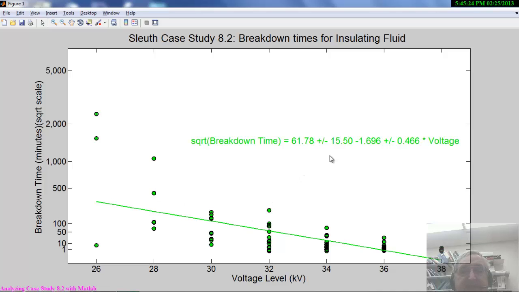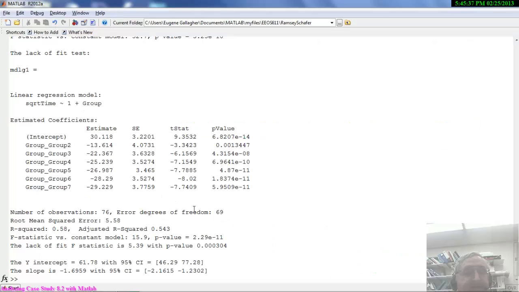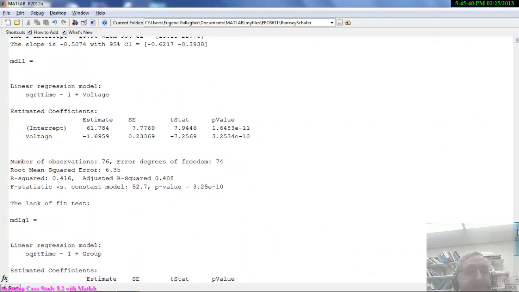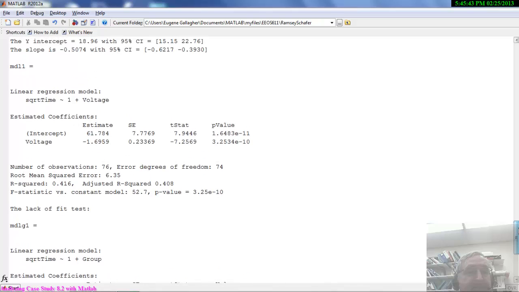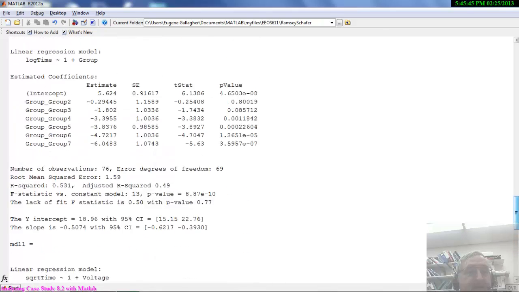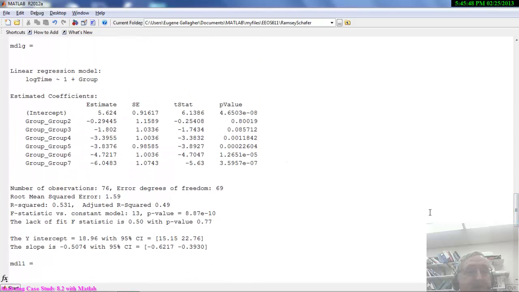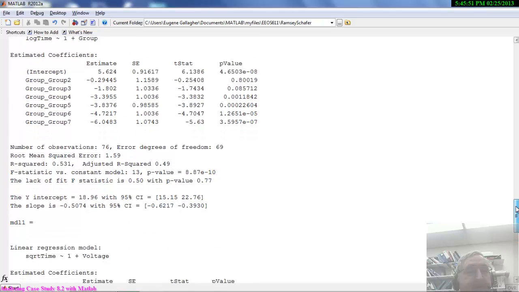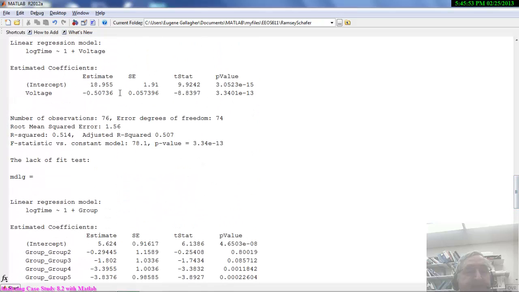I did this because you can fit the lack of fit test to the square root breakdown times to determine whether there are departures from the regression line that are greater than you would expect by chance. In this case, you can take a look at the lack of fit tests. The lack of fit test with the log scale first. These are the regression parameters, and you can fit an ANOVA model. This is the regression parameters just on fitting voltage as a continuous variable. Breakdown time is the response. R squared, not great, 51%.